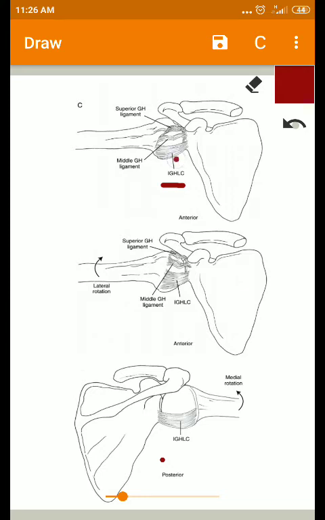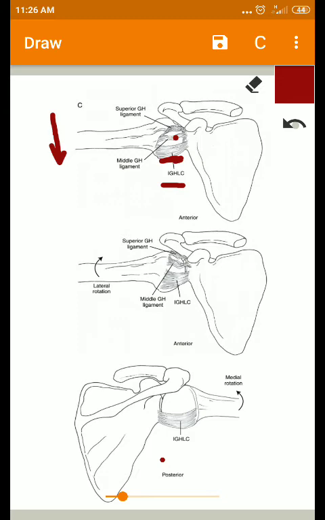During abduction, what will happen? The slack is relieved. And this inferior glenohumeral ligament complex resists this humeral head translation inferiorly. This is the function of the inferior glenohumeral ligament complex.